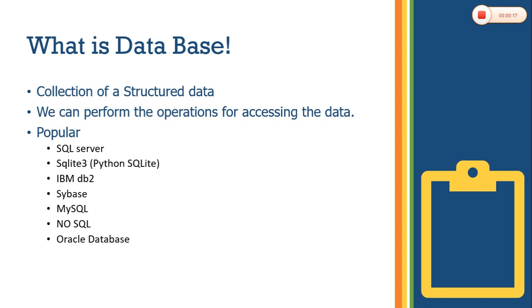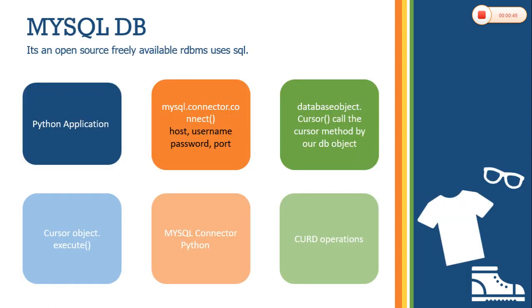So what is a database? It is a collection of structured data, and we can perform operations for accessing the data which we have stored. That is the data which we have stored in the backend, and from the front end we can perform the operations for accessing the data. Popular database servers include SQL Server, SQLite, IBM Database, Sybase, MySQL, NoSQL and Oracle databases. So these are the popular databases existing in the real world.